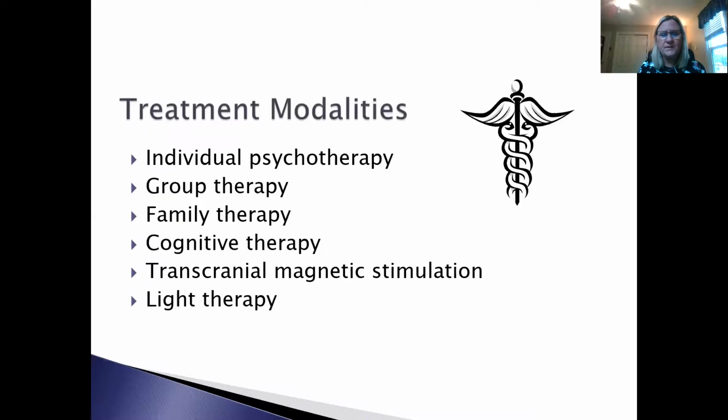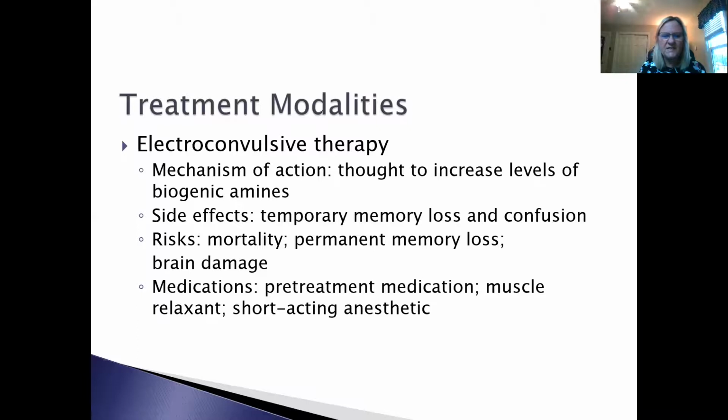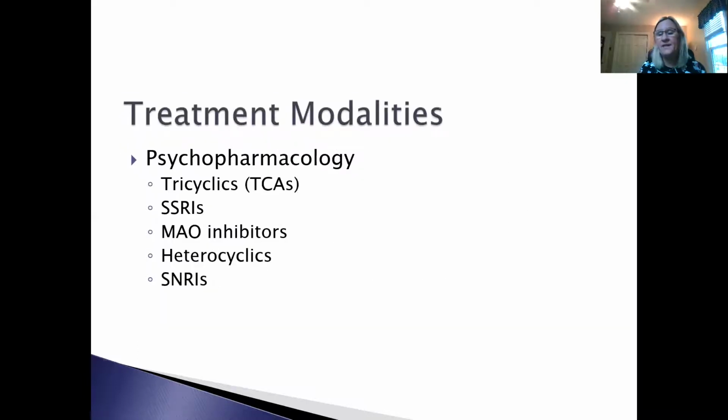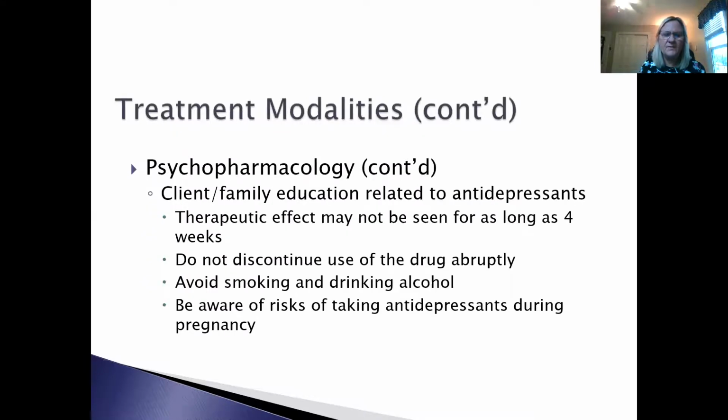So are they able to maintain some type of sense of control of their life? We do that through individual therapy, group therapy, that team approach that we talk about in the psych setting, cognitive therapy, transcranial magnetic therapy, light therapy, like I said, the ECT, and medications. Okay, we have SSRIs, we have tricyclics, we have MAO inhibitors. There's lots of medications and treatment options.